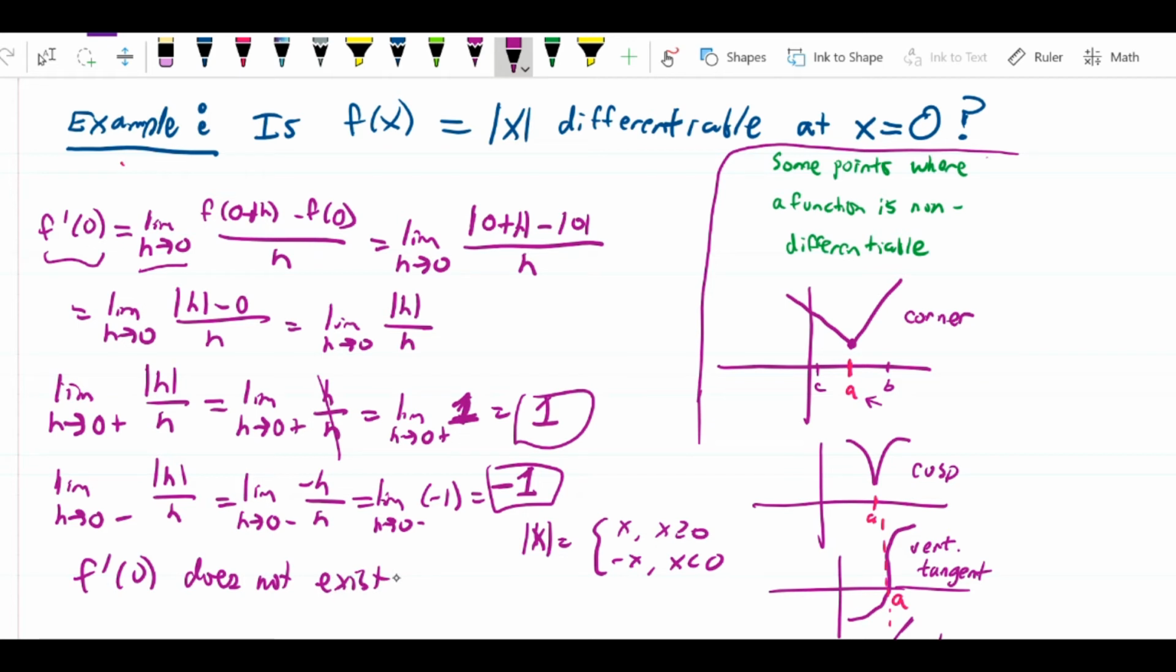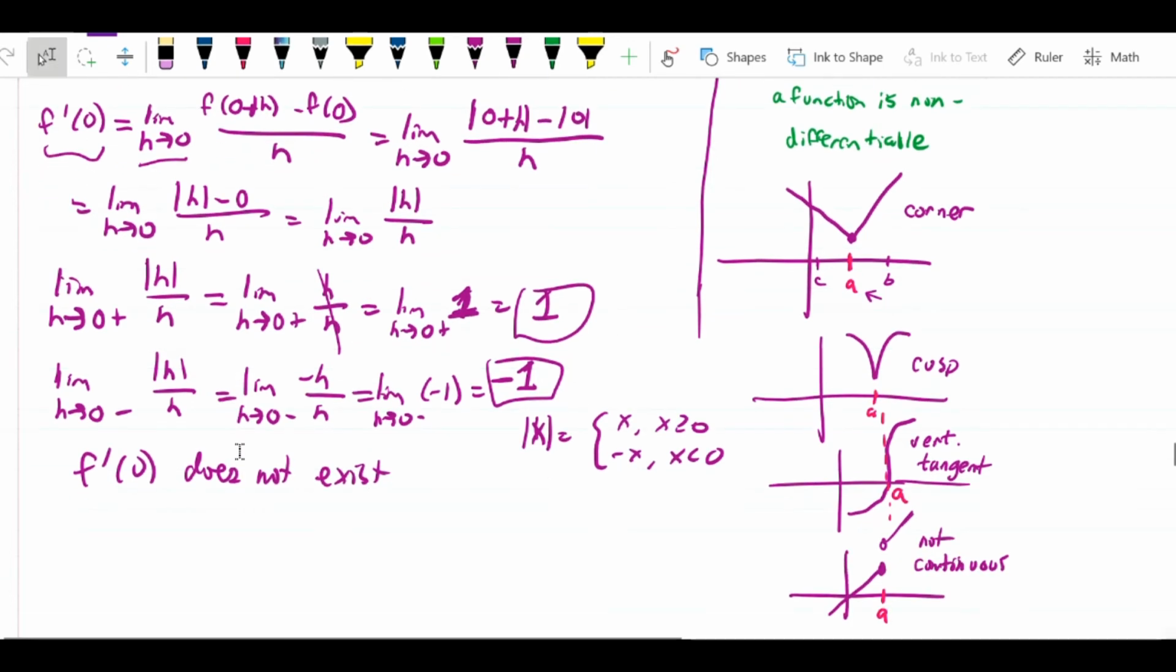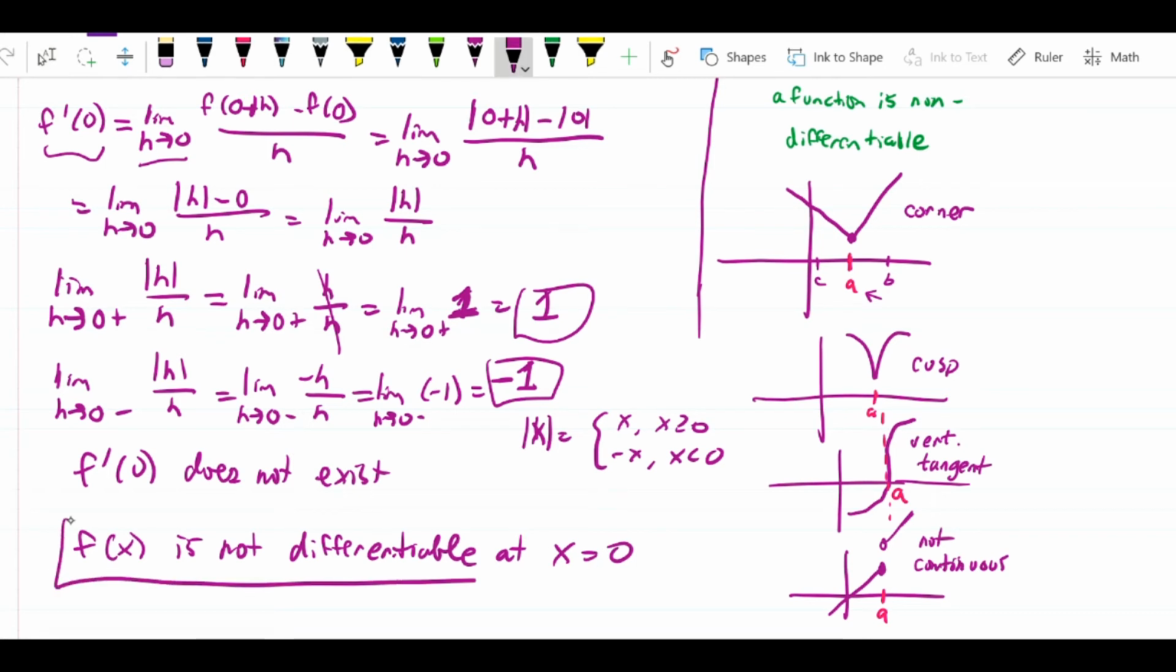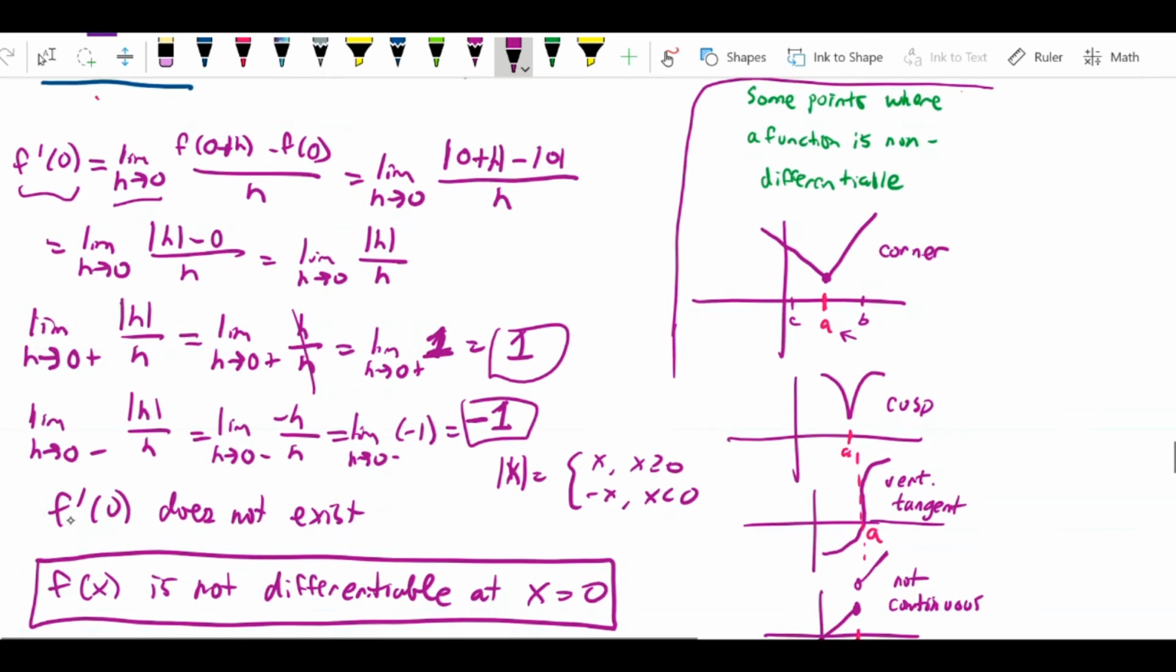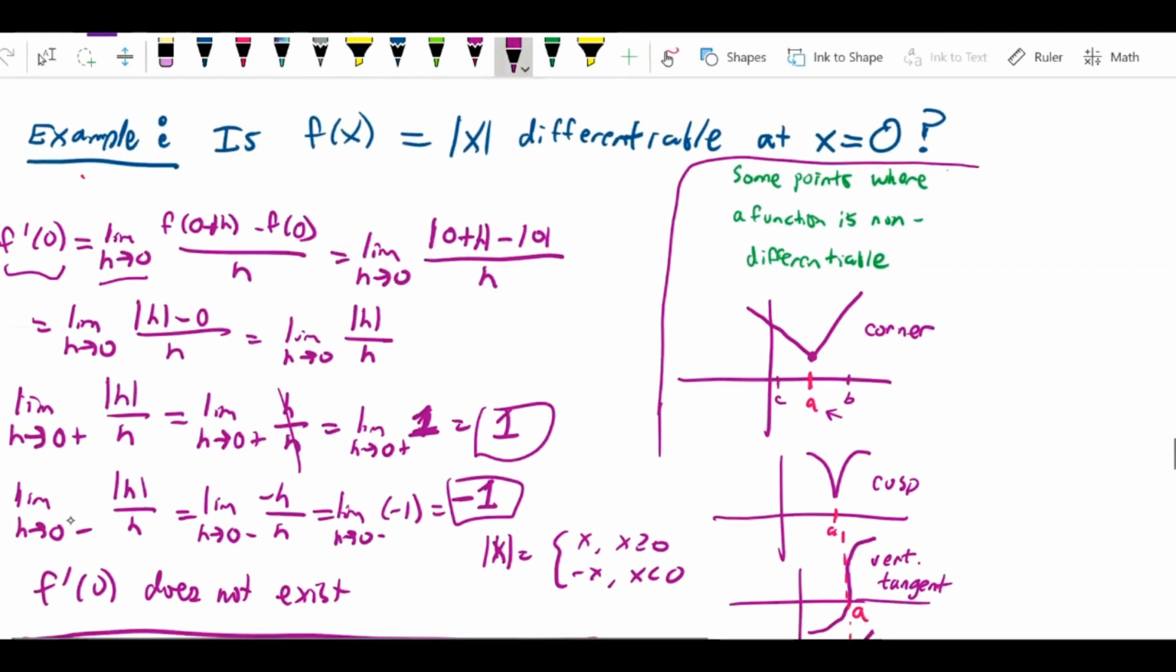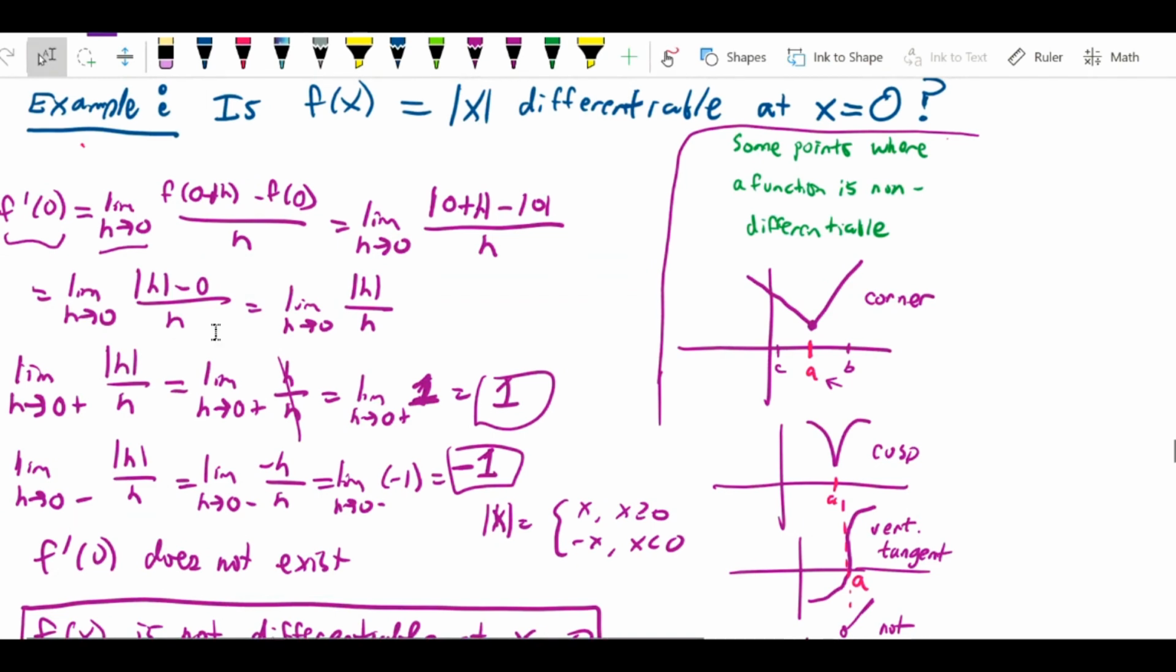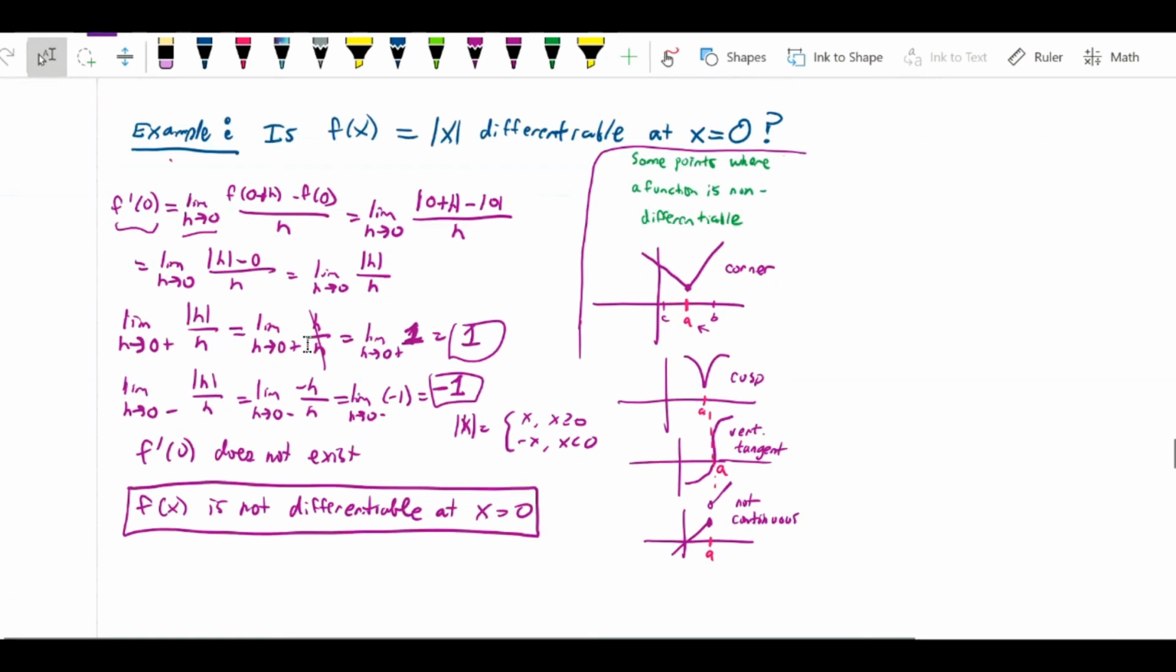So we can say that f of x is not differentiable at x equals 0. So you were waiting for an excuse to use that big word differentiable in a sentence. There you go. This is a correct sentence using the word, having done some actual math to support the use of that sentence. So there we go.